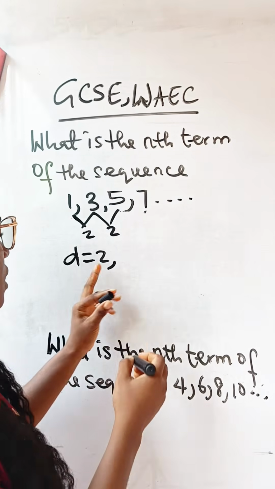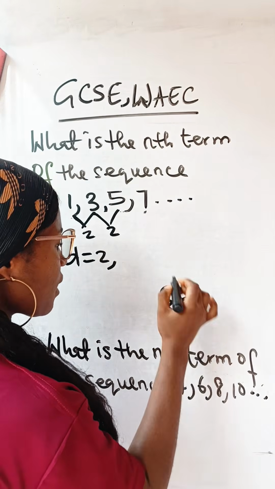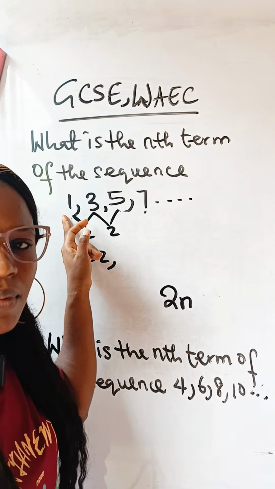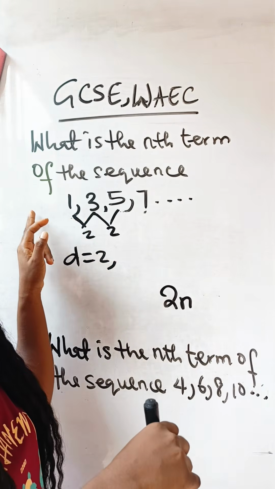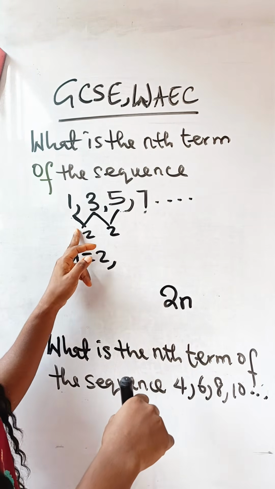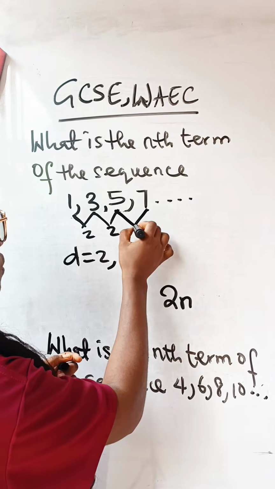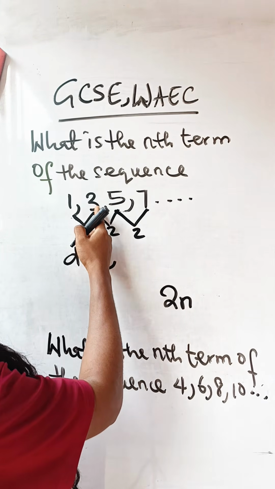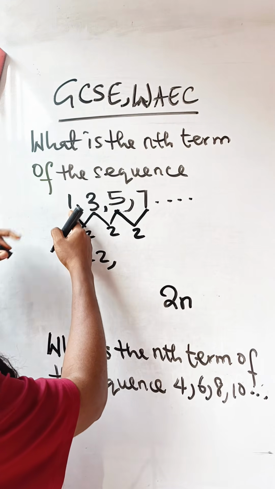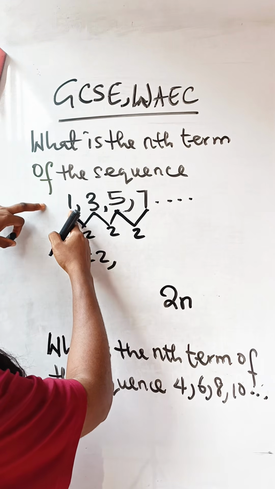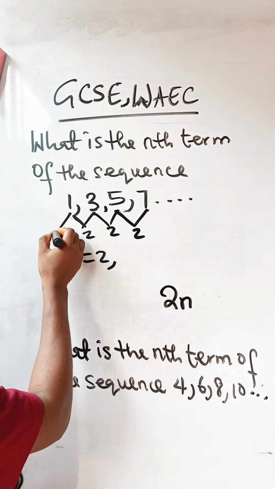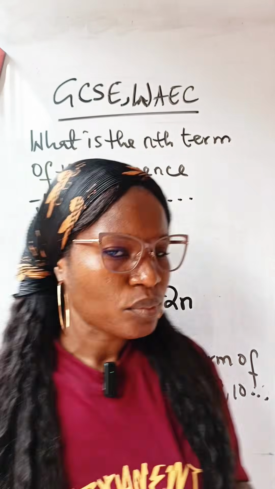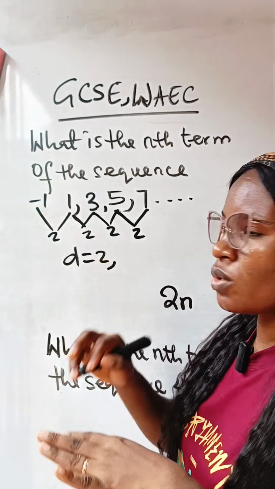Now, when you write that, you write 2n. Then you ask yourself, assuming this is not the first term in this sequence, what would have been the first term? Because the common difference is 2, you can see that 7 minus 2 gives 5, 5 minus 2 gives 3, 3 minus 2 gives 1. So if there were another number here, we are going to have 1 minus 2, and that will give us minus 1. The first term would have been minus 1, all right?